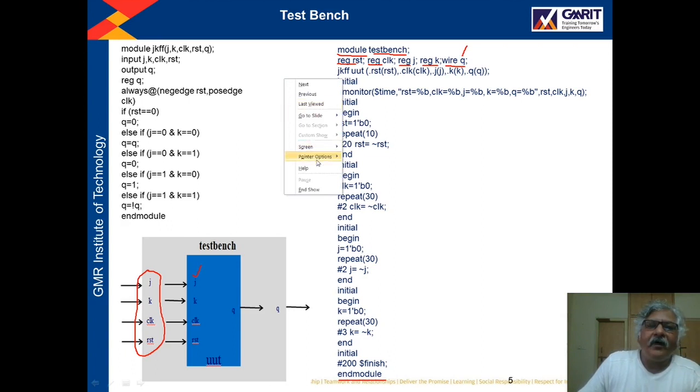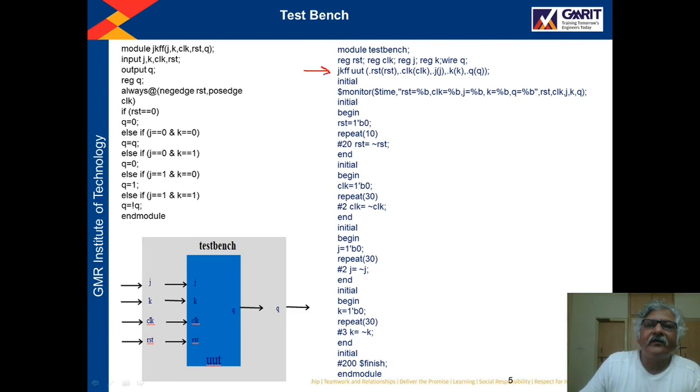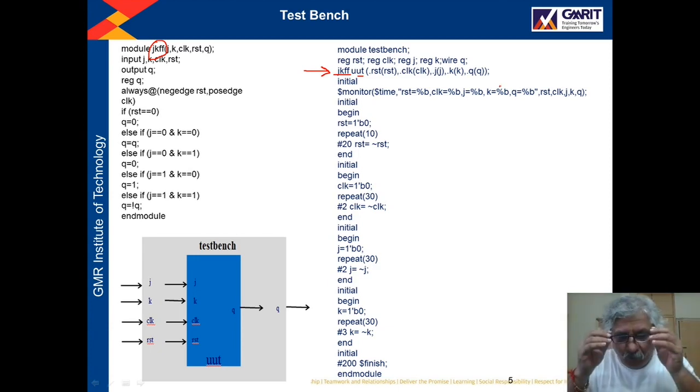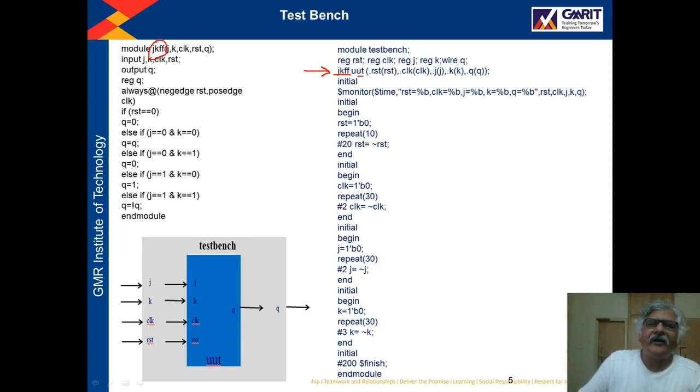Okay. Now after this, the next statement is the instantiation statement. So here I am instantiating JKFF. This is the name of my unit under test, JKFF, then UUT, and inside the bracket I am using the explicit association method. That means I write the names of the UUT ports and the names of the test bench ports here for the association. So dot RST.